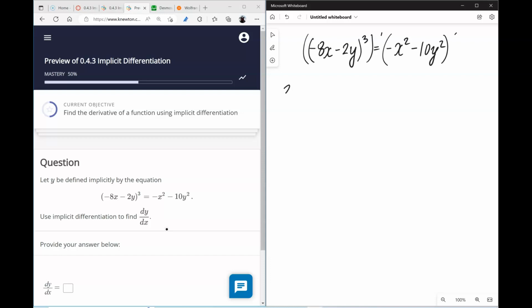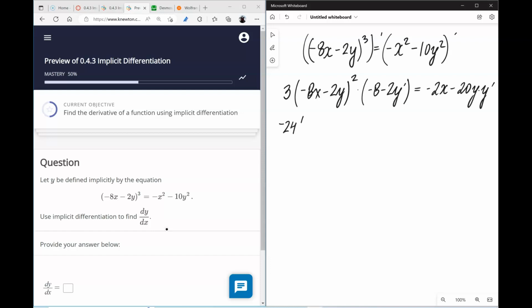Here on the left side we have the chain rule, so 3 times what's inside to the power 2 times the derivative of what's inside. And on the right side we have negative 2x minus 20y times y prime. And we have to isolate the y prime here. The easiest way is to distribute everything and combine like terms. So we're going to distribute this negative 8.